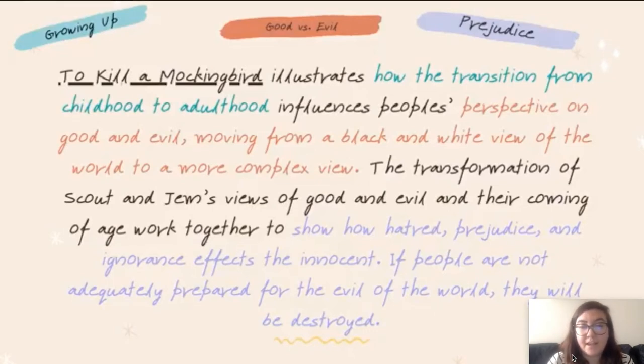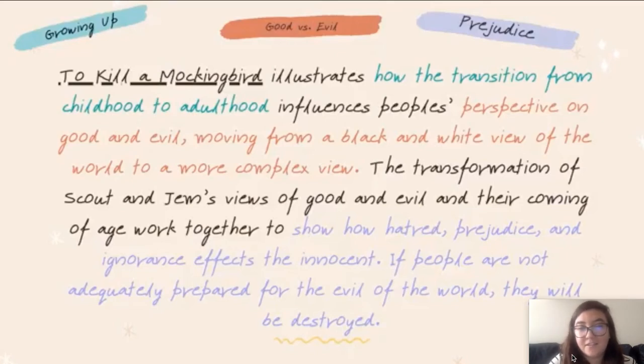So you can see that I've taken ideas from all three of these topics and issues, and I've thought about what the book is saying about growing up, what the book is saying about prejudice, and how both of those things tie into what the book is saying about good versus evil. So you can see the growing up in that first part there. To Kill a Mockingbird illustrates how the transition from childhood to adulthood influences our perspective. Now, that would be my theme topic for growing up or coming of age, however you want to say it.